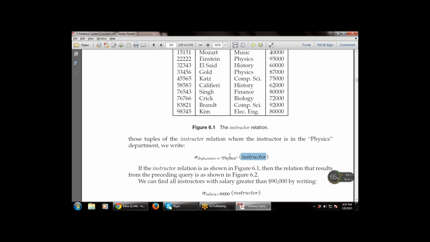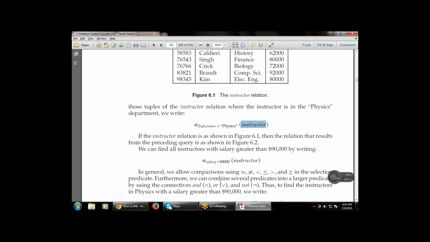So we can find all instructors with a salary greater than 90,000 by writing this. If I want to find all the instructors having a salary that is greater than 90,000, this is sigma salary greater than 90,000. This is used to find the salary that is greater than 90,000, and it will give the names of all the instructors that have a salary greater than 90,000.